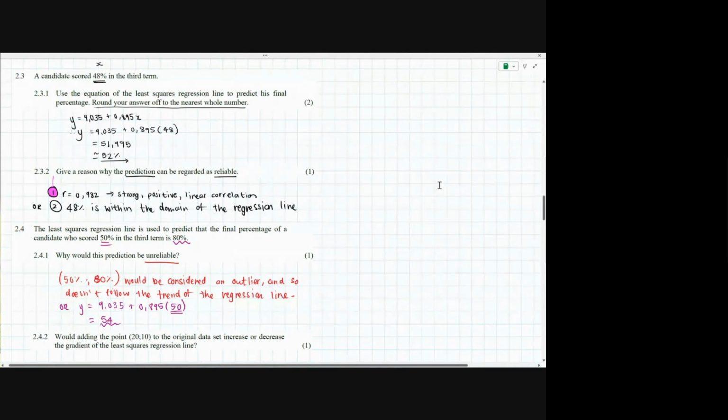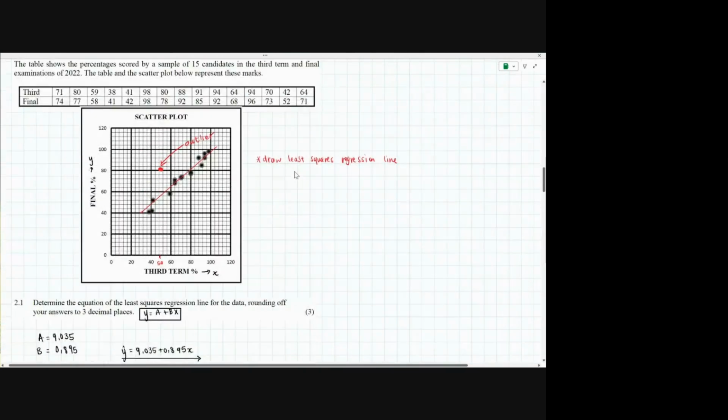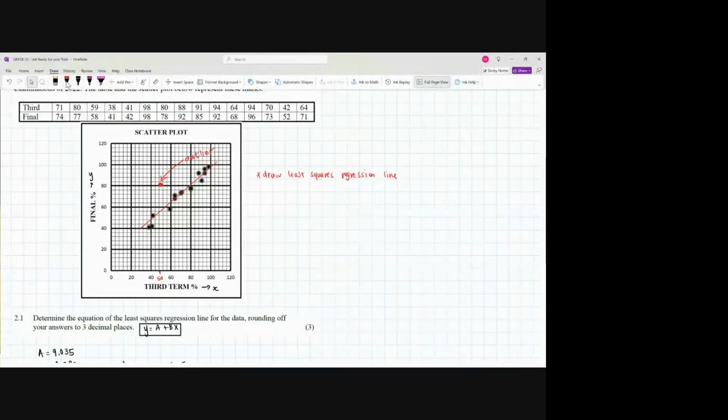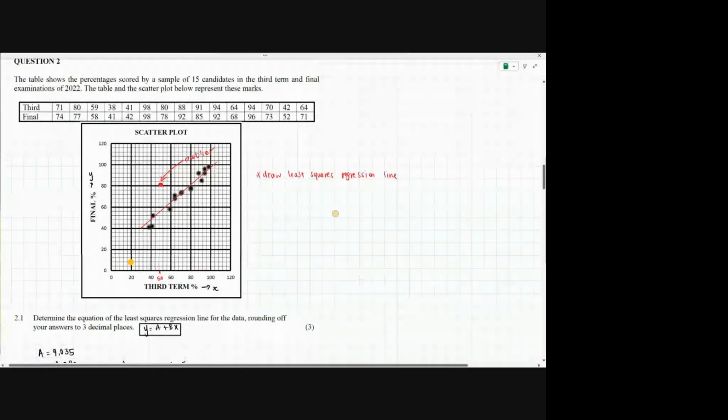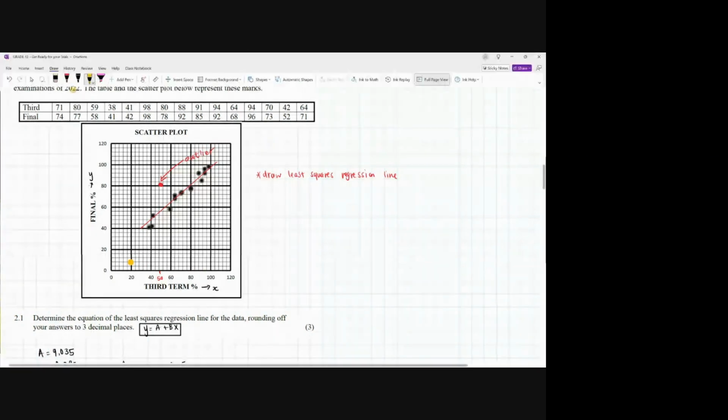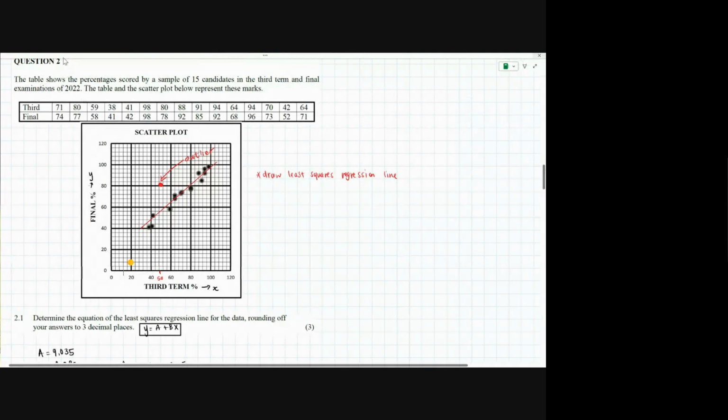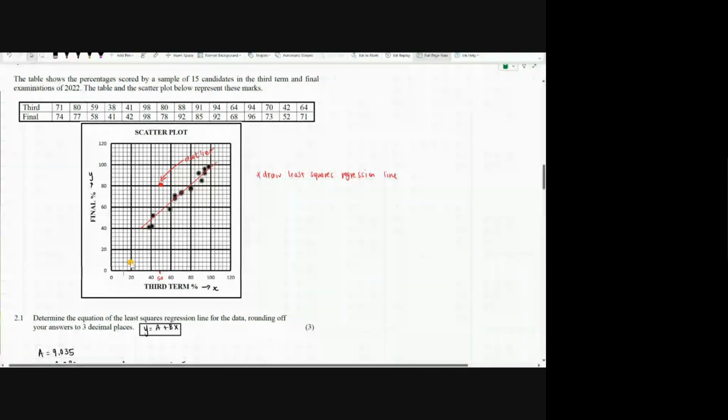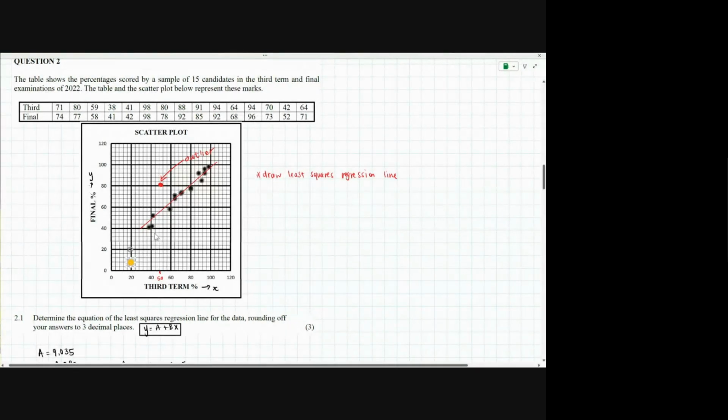Right, so the last question says, would adding the point 2010 to the original data set increase or decrease the gradient of the least squares regression line? So let's see, we are adding the point 2010. Let's make this quite obvious. 2010 would be that point over there. It's a bit dramatic, but you get the general gist of the situation. It's also not super clear, but hopefully we get that.